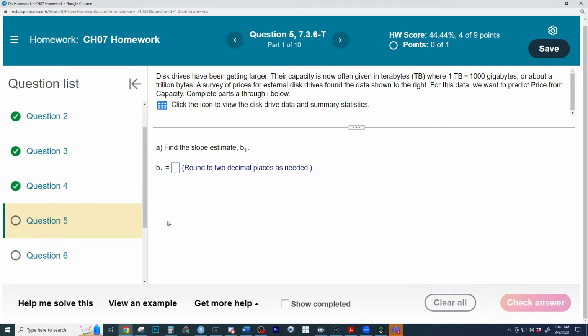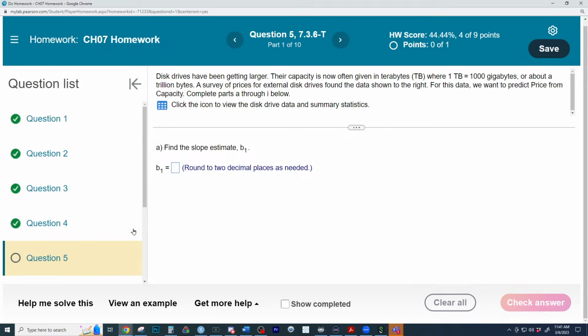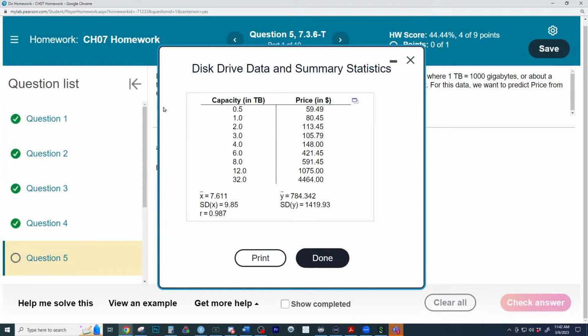Disk drives problem right here. Disk drives have been getting larger. Their capacity is now given in terabytes. So 1 terabyte is 1,000 gigabytes or 1 trillion bytes. A survey of prices for external disk drives is shown in the data below. Let's predict the price from the capacity. When we say we want to predict price, price is the Y variable of interest, and that's key to this problem. Capacity is going to explain price. So that's going to be very important.